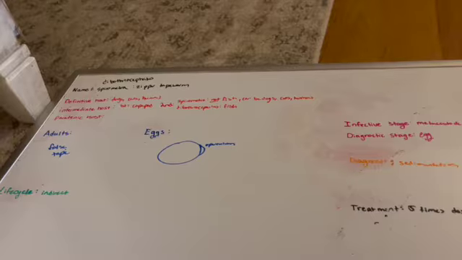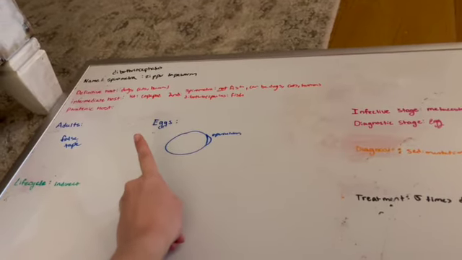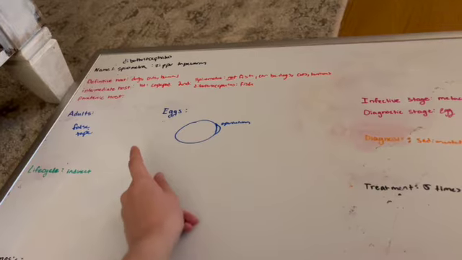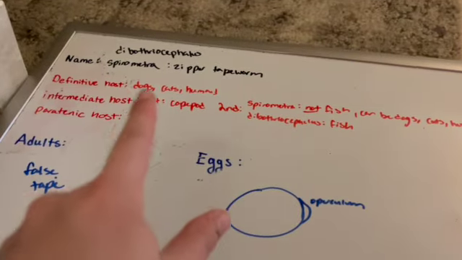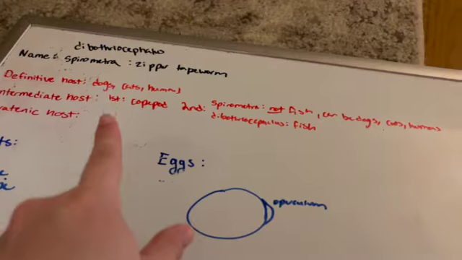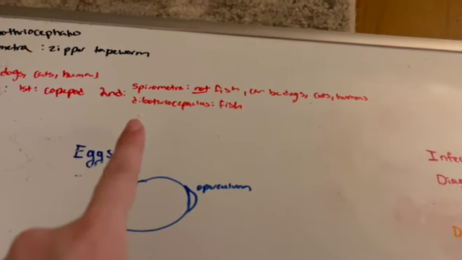So these 2 are going to be our false tapeworms. There is Spirometra and there is Dibothriocephalus. So Spirometra is known as a zipper tapeworm. Dibothriocephalus is associated with fish. So both of these, we can be the definitive host, dogs, cats, humans. They have 2 intermediate hosts. The first is always going to be a copepod. Second is different for the 2 species.